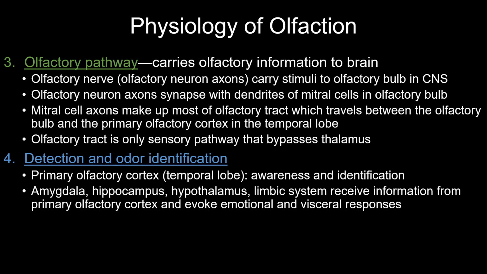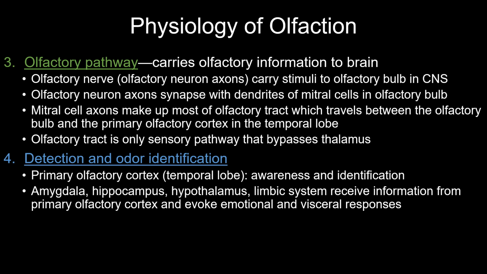The axon terminals synapsing with the dendrites of mitral cells here will trigger local depolarizations, and then many olfactory neurons with the same receptor type will typically end on the same mitral cell. And the same thing happens here. If enough mitral cells have a summation of these local depolarizations, they will trigger that action potential, which will then send its signal from the olfactory bulb down the olfactory tract into the brain.